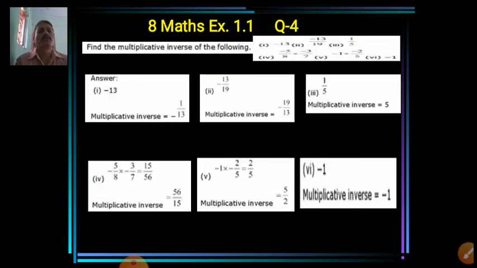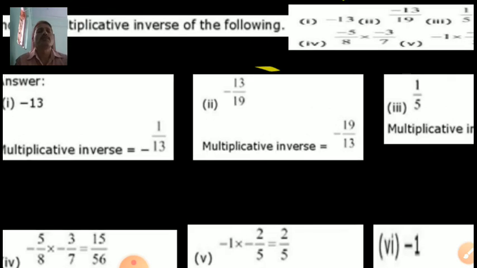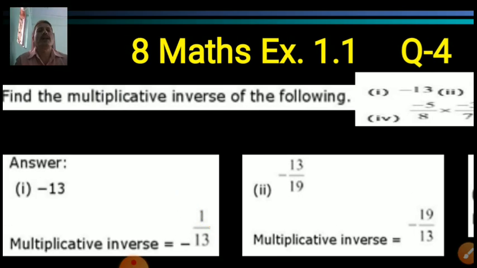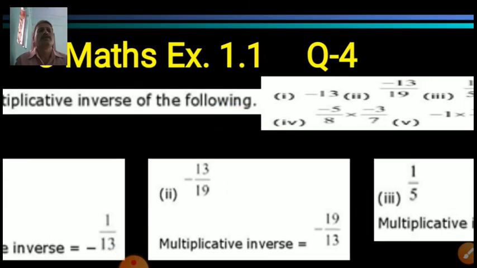For the second question, you try yourself, and if you find any problem, just check. Now question 4, what is it telling us? Find the multiplicative inverse of the following. The first question, second, third, fourth and fifth are there. Multiplicative inverse, students, be careful. That was the additive inverse. This is the multiplicative inverse.